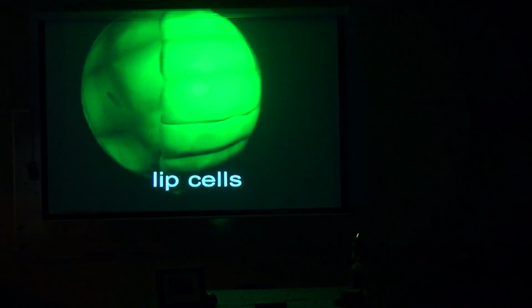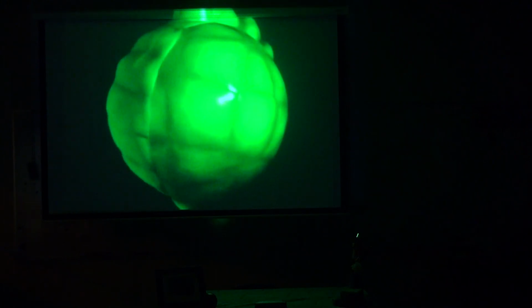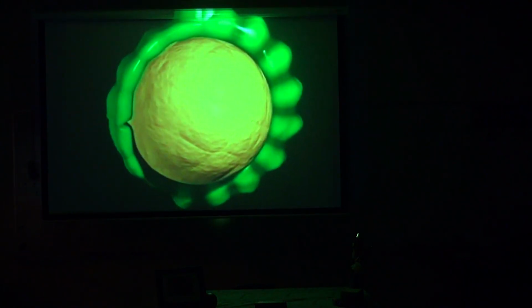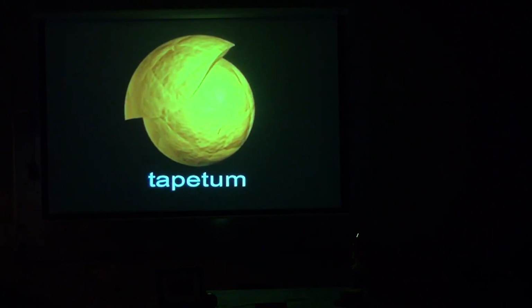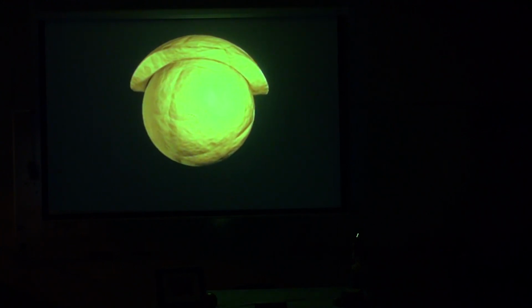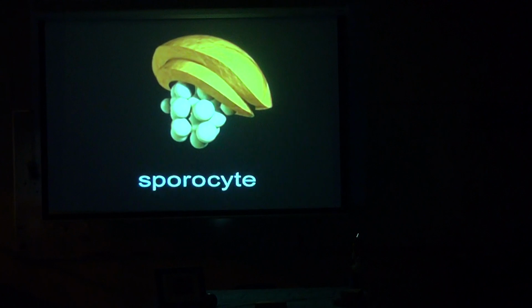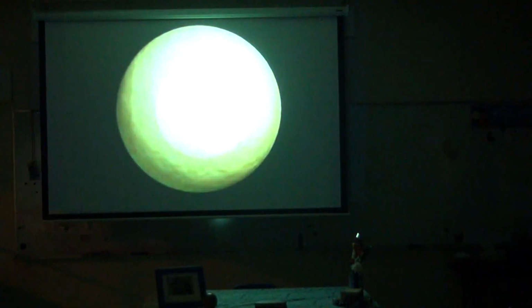On the opposite side of the sporangium, several delicate lip cells form. Below the jacket, there are two layers of cells called the tapetum, which nourish the fertile tissue within, like a yolk. The fertile tissue consists of sporocyte cells. Each sporocyte cell is diploid, containing two sets of chromosomes, one from each parent.